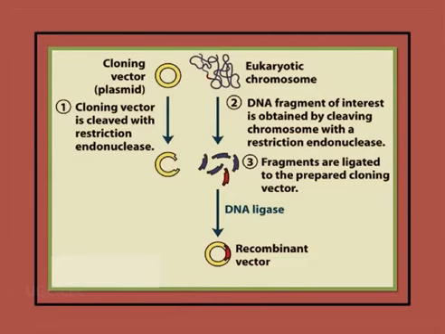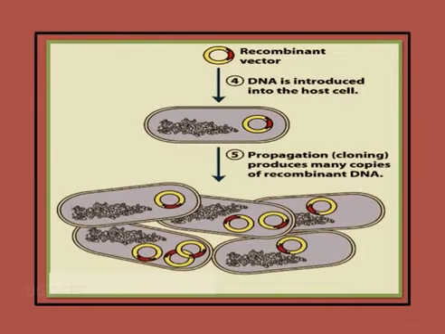The easiest cloning vector that is used is a plasmid. And the second one is a eukaryotic chromosome wherein we are going to select the gene of our interest. This cloning vector is cleaved with a suitable restriction endonuclease. Similarly, the eukaryotic chromosome is also cleaved with restriction endonucleases. These two fragments are then ligated and lead to the formation of a recombinant DNA. This recombinant vector is next introduced inside the host cell, and as it gets inside the host cell, it propagates inside the host cell, and this leads to the completion of cloning.